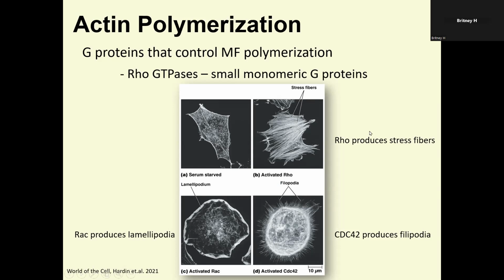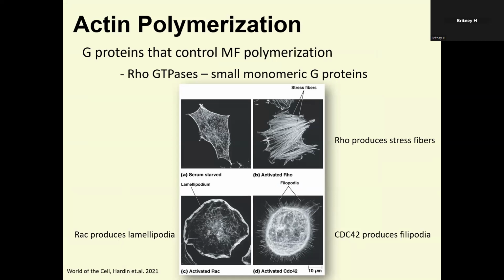So you take that constitutively active Rho and you stick it in a cell, and boom, the whole cell turns into stress fibers. You do that same thing with CDC42 and you get filopodia everywhere. And if you do that with Rac, the cell becomes one big lamellipodium. So what this is telling us is when the cell starts to crawl, you're going to get activation of Rac, Rho, and CDC42. Rac is going to be responsible for producing that lamellipodium. Rho is responsible for making the stress fibers, and CDC42 is going to make the filopodia.